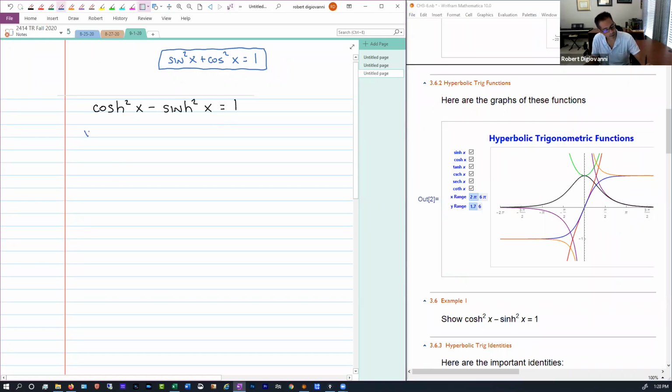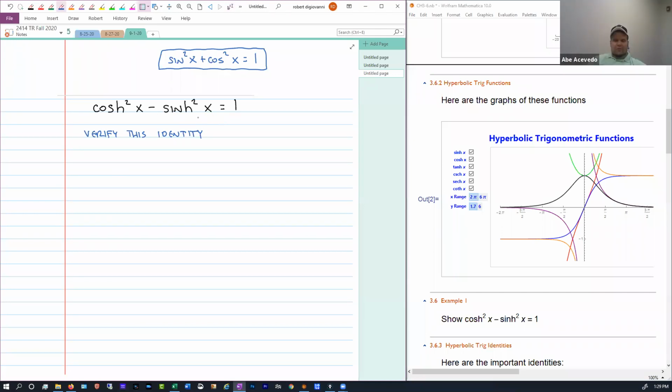So when we verify an identity, I'm telling you that's true. Now I want you to verify it. Does anyone remember how we can verify an identity? We did it in pre-cal. You always start with one side and try to turn it into the other side. So we start with the left-hand side and do whatever algebra we can to it, and at the end we want it to turn out to be 1.